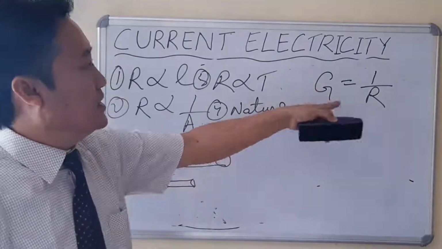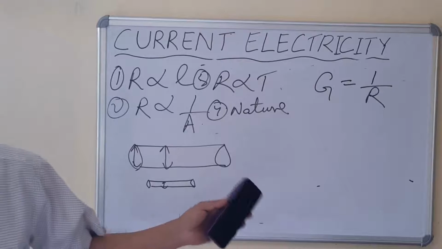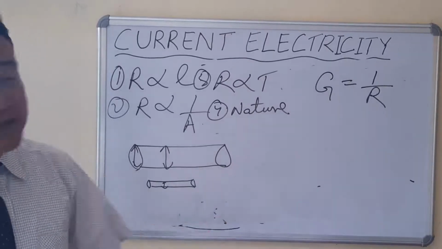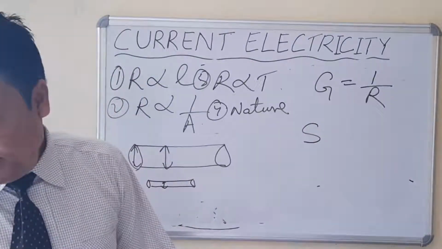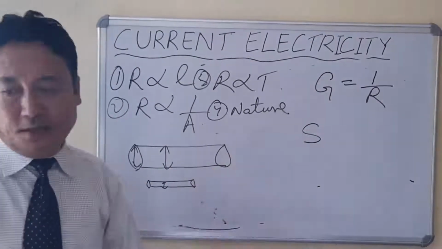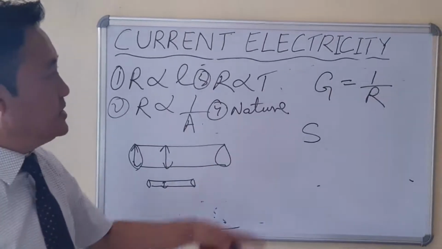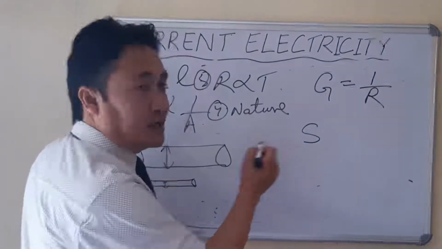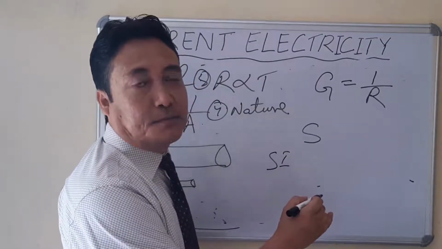So conductance is the reciprocal of resistance, and it is measured in siemens, symbol S. So this is about conductance. The next point is the SI unit of conductance. The SI unit of conductance is written as mho.